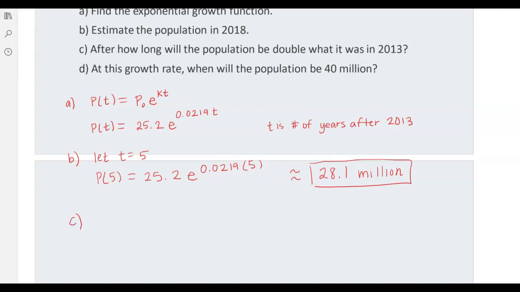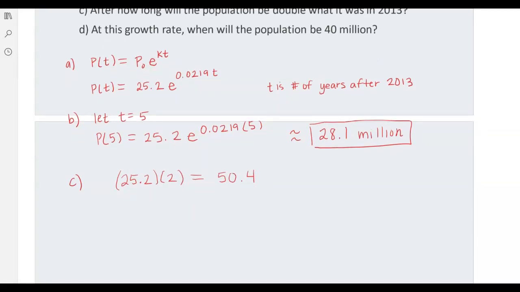For part C, it's asking us how long will it be until the population doubles. So if we started with 25.2 million and we multiply that by 2, the new population would be 50.4 million. So I'm going to put 50.4 million here. And we want to figure out what t is, how much time has passed.